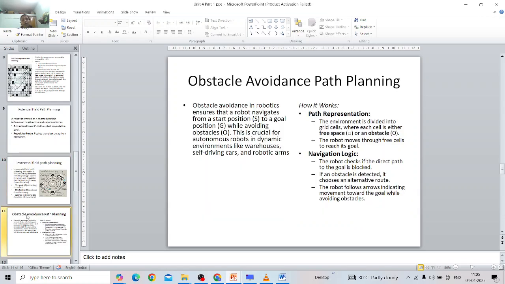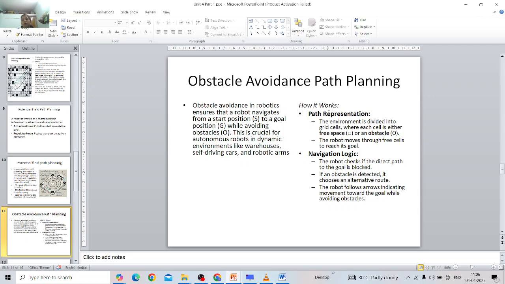The next one is obstacle avoidance path planning. From the term obstacle itself, it's clear that if there are any obstacles, it will remove the obstacles and the robot moves through the free space. In obstacle avoidance, the robot navigates from a start position to a goal position while avoiding obstacles, and this is crucial for autonomous robots in dynamic environments like warehouses, self-driving cars, and robotic arms.